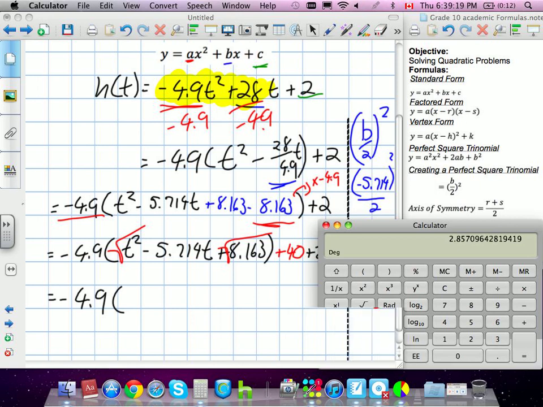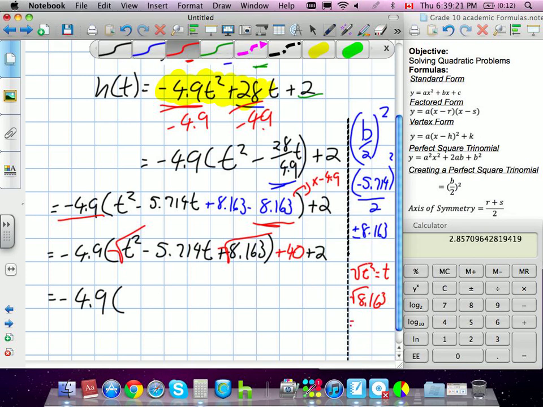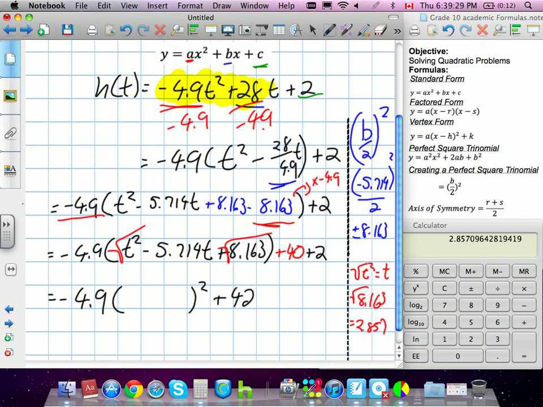And what's going to happen now, and on the outside we have plus 42, I'm going to take my terms. My t is the first term. My second term is what my square root was, 2.857. And I actually bring down whatever term was in front of our middle term here. So I bring on the operation of a negative sign. So now I'm left with negative 4.9 t minus 2.857 squared plus 42. Now we rounded the k value.